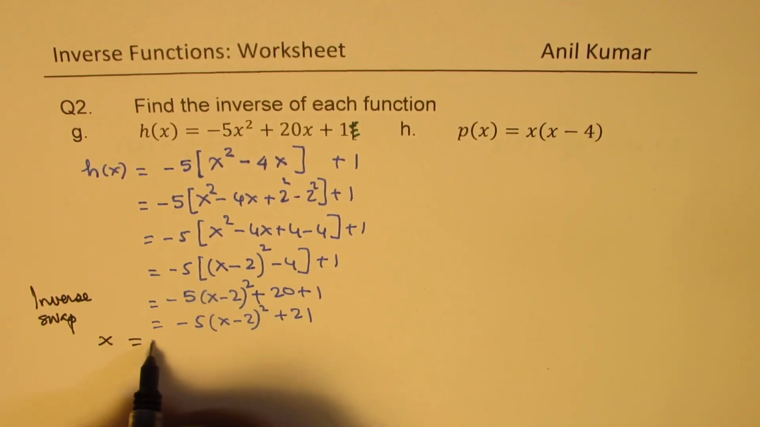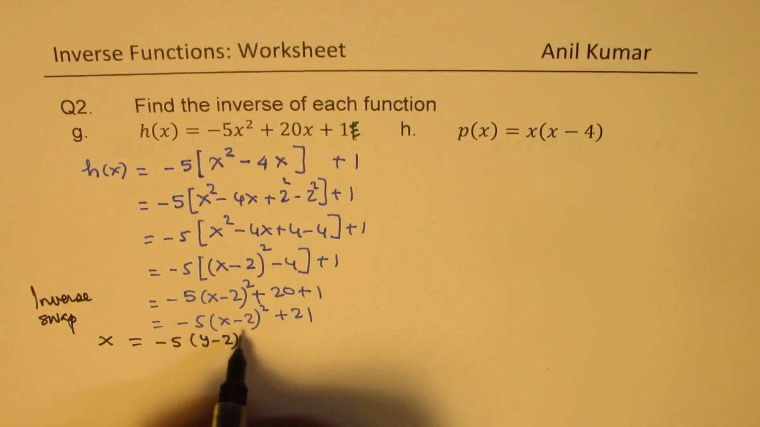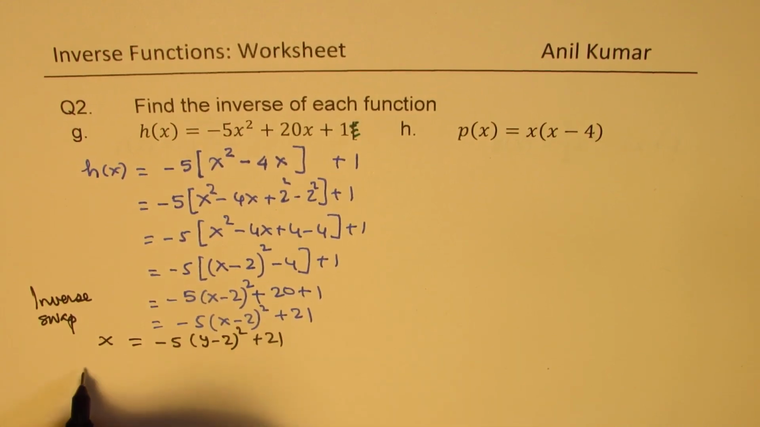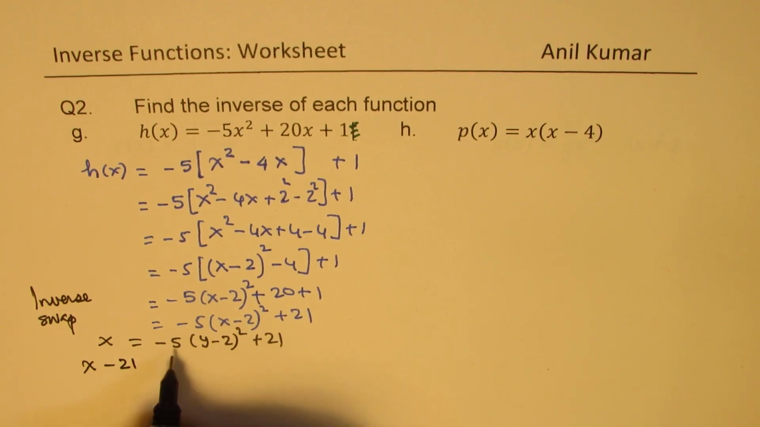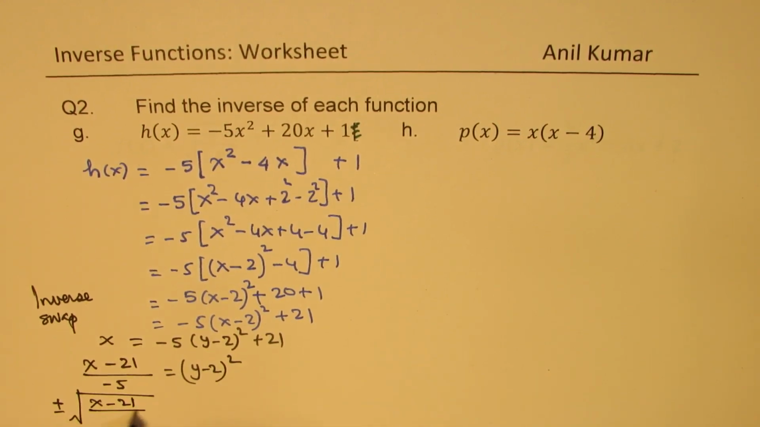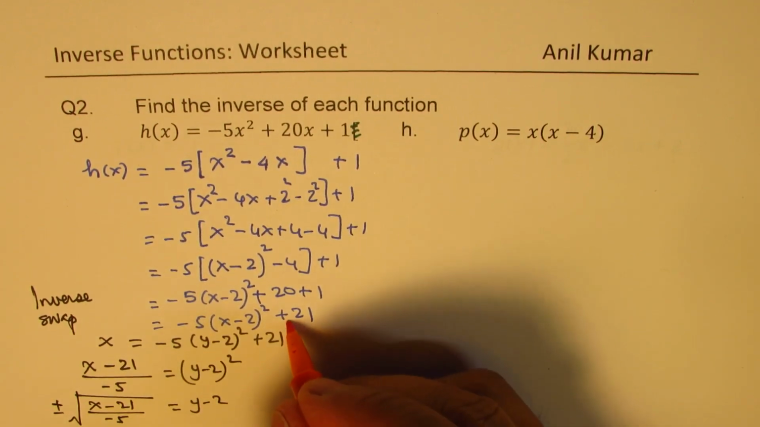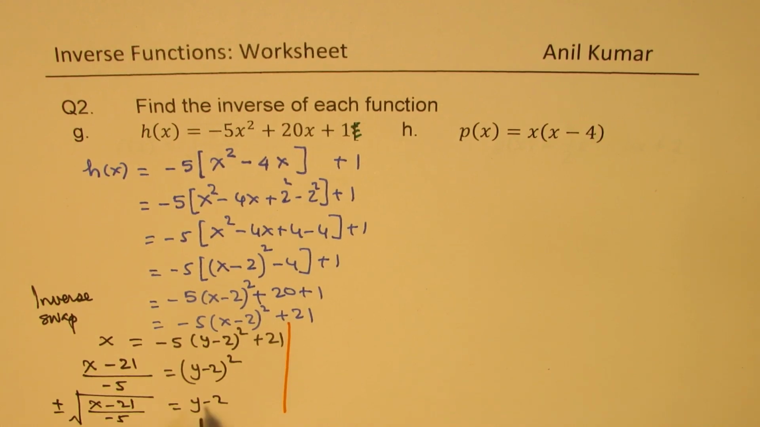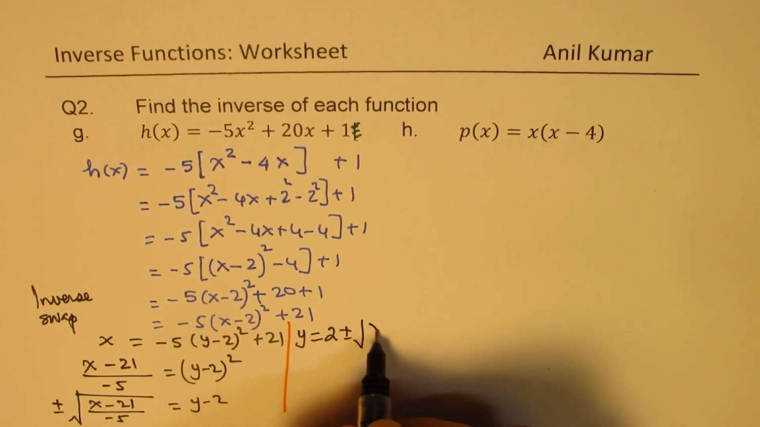So we can write this as x equals minus 5(y minus 2) whole square plus 21. So let's do the operation. x minus 21, we will divide by minus 5, and what we get is (y minus 2) whole square. Now whole square means you do the square root. So we do the square root of this with plus and minus, and we get plus or minus the square root of (x minus 21) over minus 5 equals y minus 2. Correct? So there's less space here, I'll just squeeze in the solution. So the inverse, which is y, equals, taking 2 to this side, 2 plus or minus the square root of (x minus 21) over minus 5.